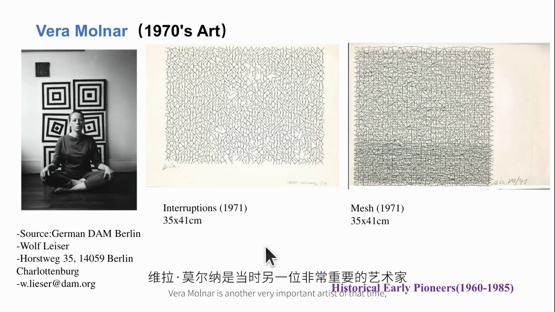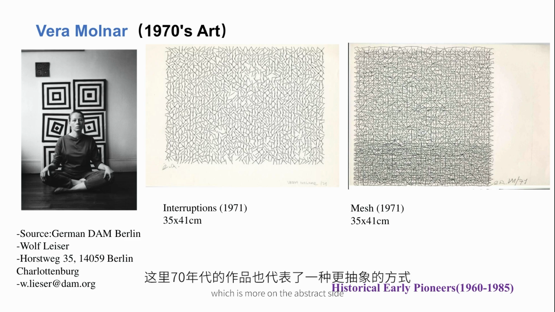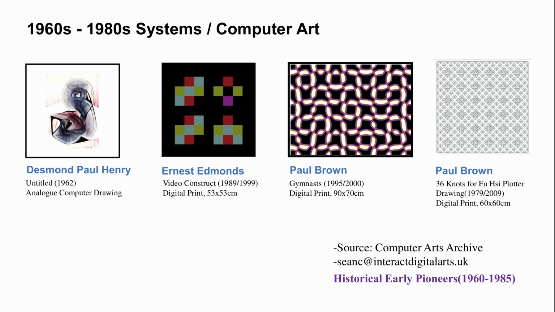Vera Molnar, another very important artist of that time, who has an entire career since the 60s and here 70s, represents also an approach which is more on the abstract side, and thinking of ideas from geometry and creating new types of renditions using the power of software and plotters or machines. And here are some other examples.